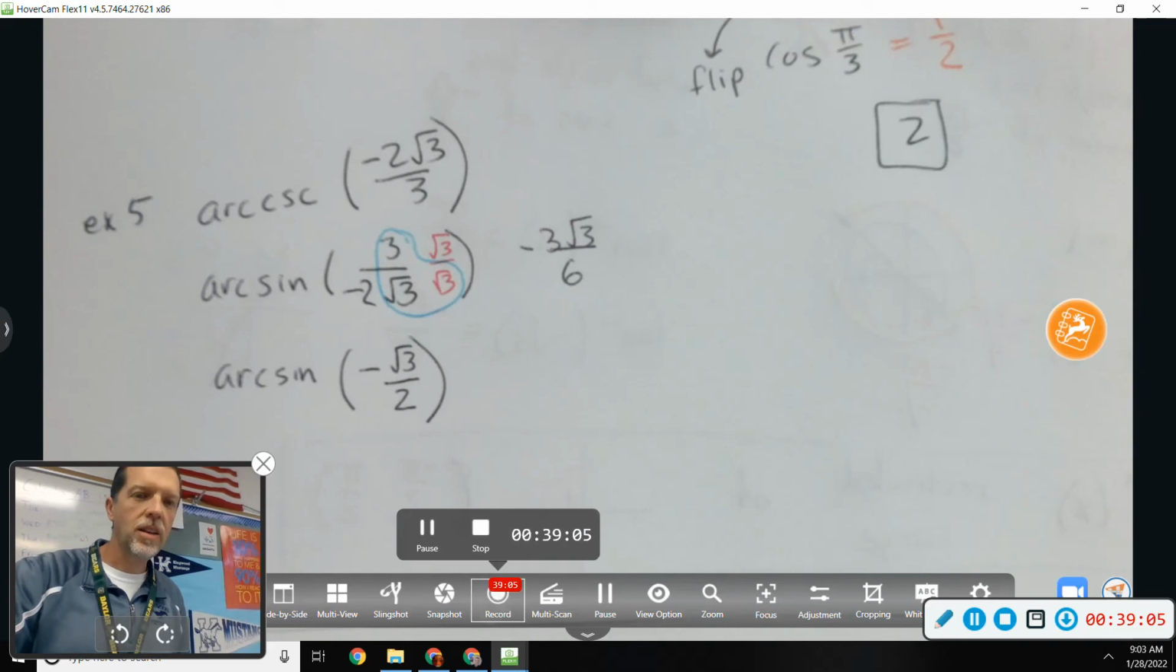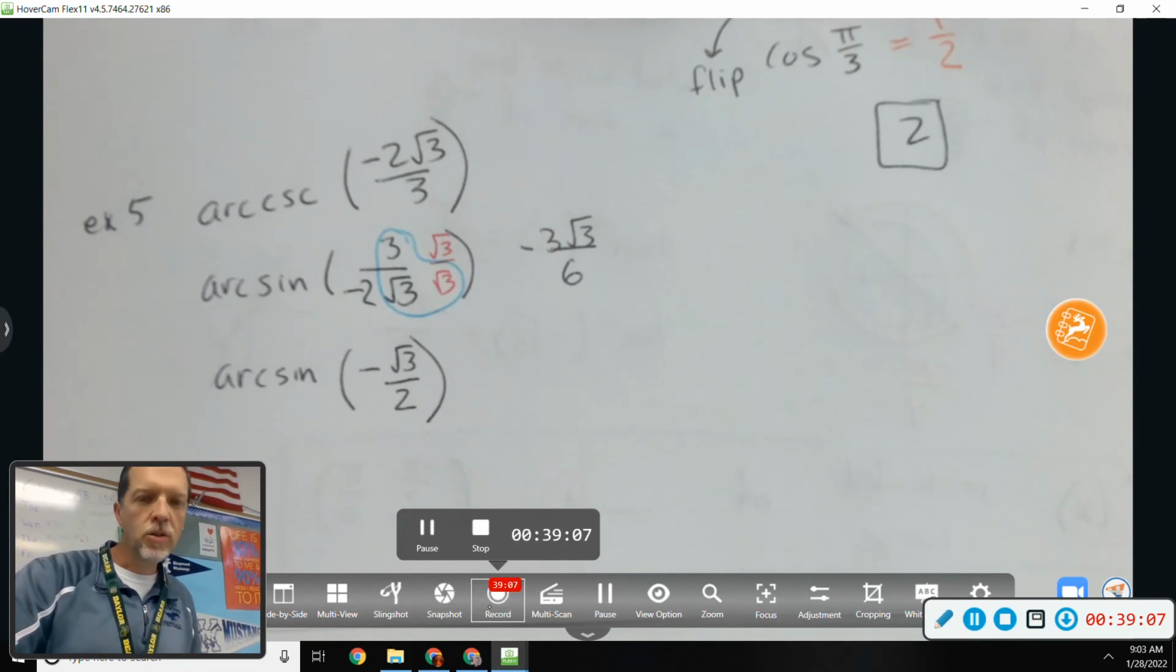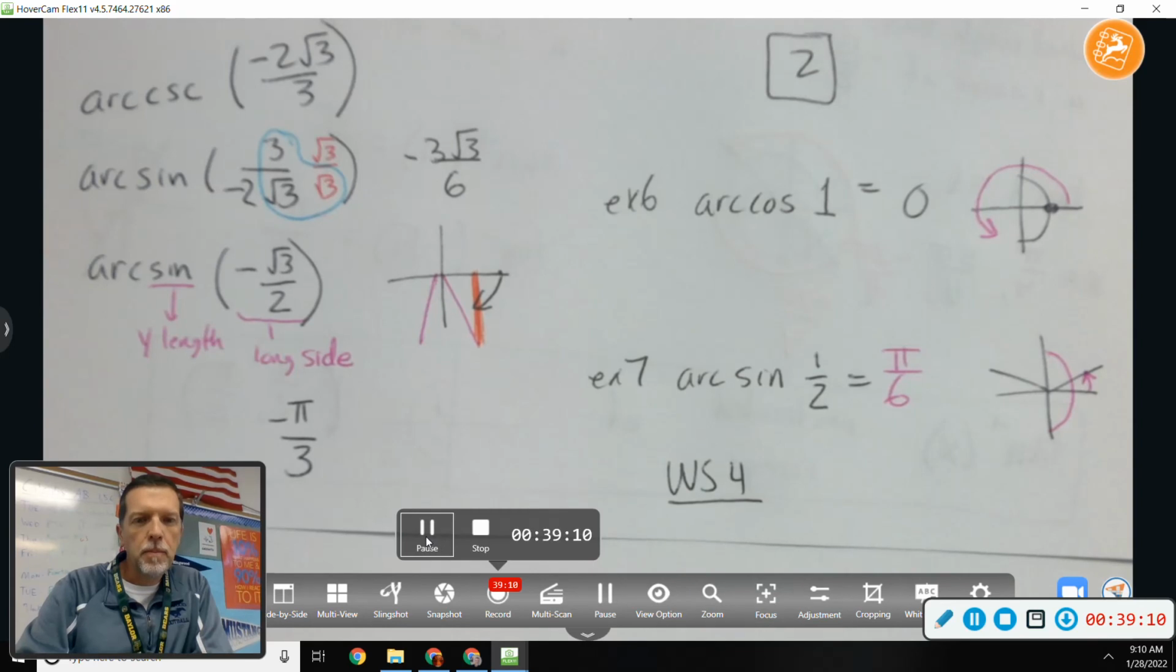Find an angle whose sine is negative root 3 over 2. So there's a few more practice problems. Arc cosine of 1 is 0. Arc sine of 1/2 is pi over 6.